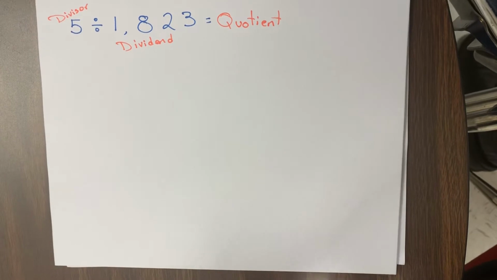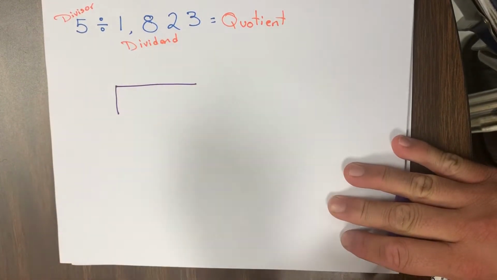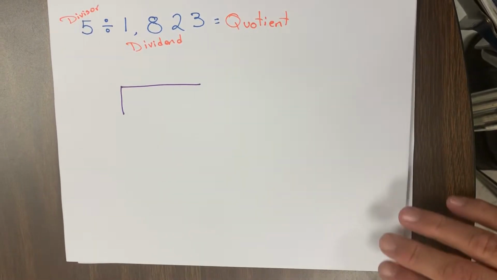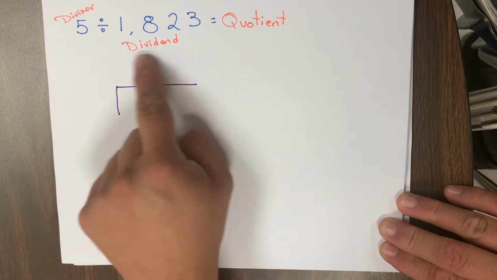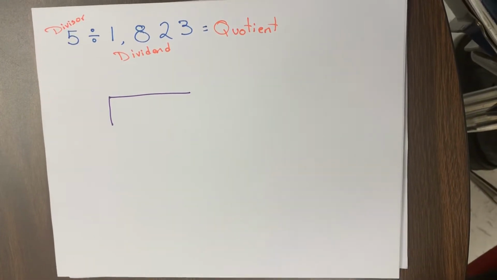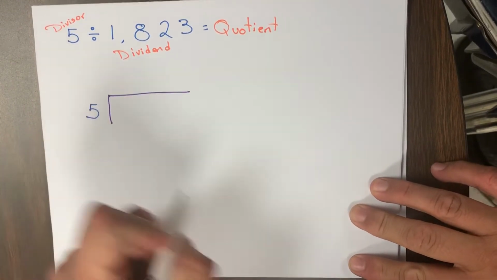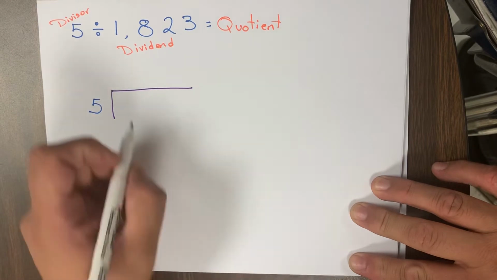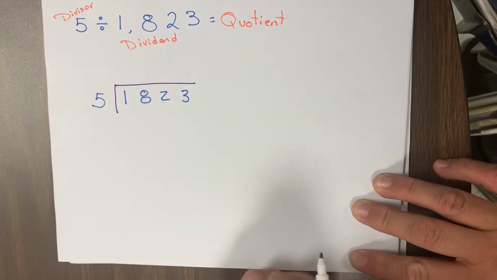So I'm going to put my graphic organizer right here. I'm going to write my divisor out here, my dividend right here, and my quotient, meaning the answer, is going to be up here. So we're going to start by writing the numbers. So here's divisor 5, and then the dividend is 1,823.